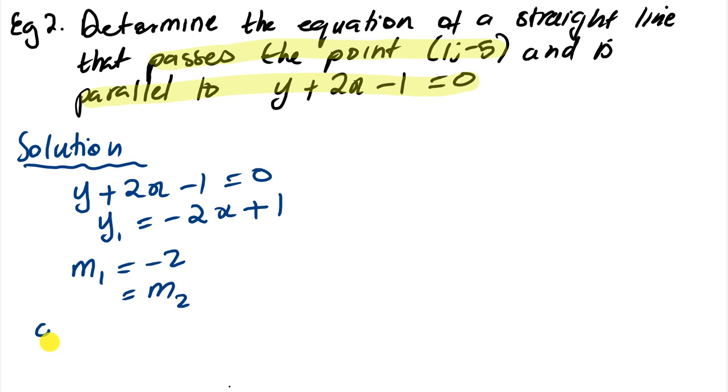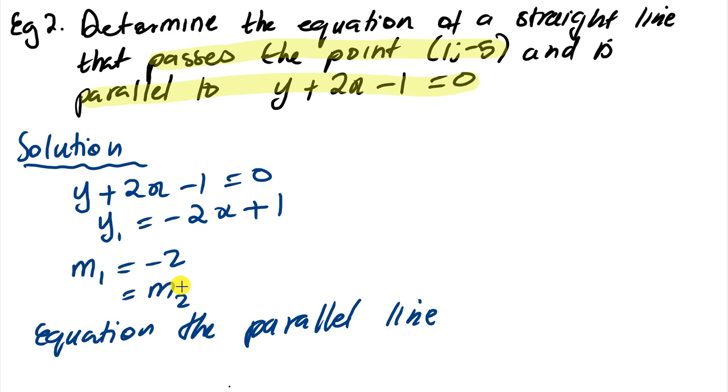Therefore, now finding the equation of that parallel line. Because we already have the gradient, we will use the gradient-point form, not gradient-intercept. y minus y sub 1 equals gradient into x minus x sub 1. So this is the gradient-point form, okay? We're using this because we don't have the y-intercept of line 2, isn't it?